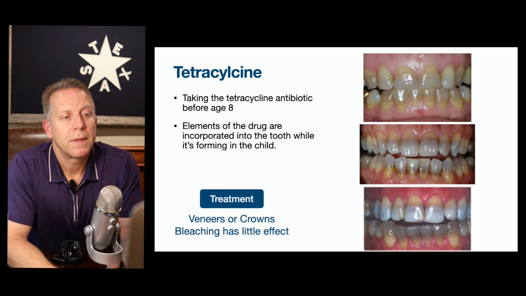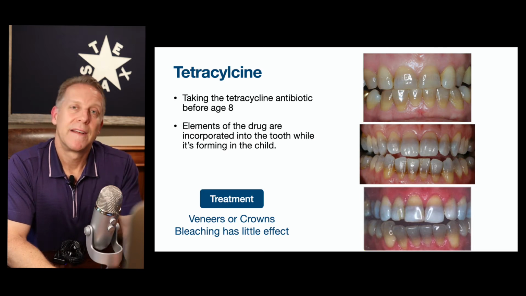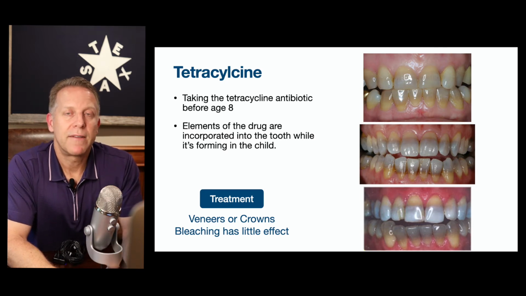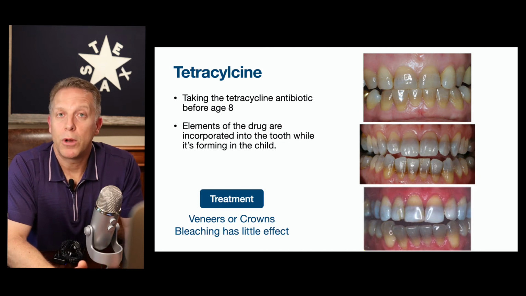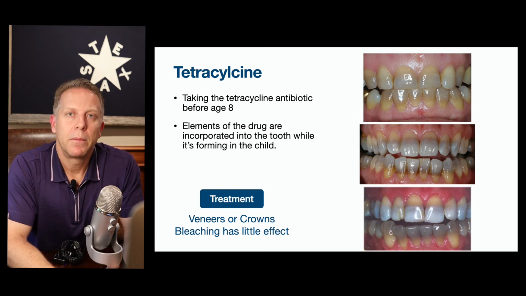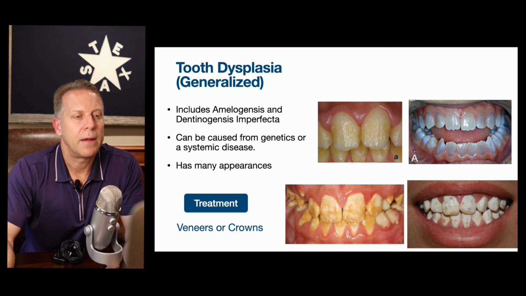And really the only treatment for this is veneers or crowns, putting something porcelain, trying to mask it. Trying to bleach it has minor effects. It's never going to get them really, really white or, I think, what most people would hope they're going to get from whitening. But placing veneers or crowns on as a way of blocking that color is really going to be the only way to do that.